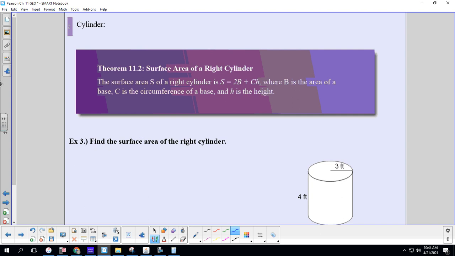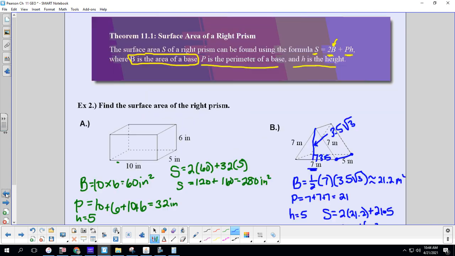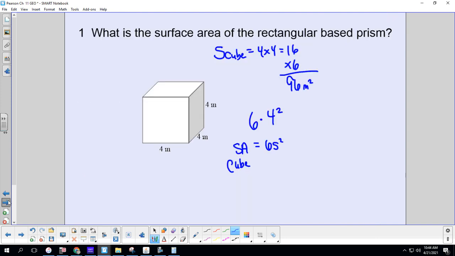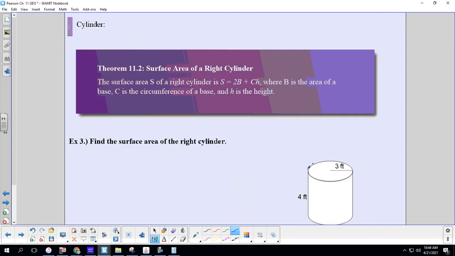Okay, let's look at the cylinder. The cylinder is like the right prism's buddy, but without a polygon for the face, but with a circle for the face. We're going to use the same formula. Surface area is equal to 2 times the area of the base, which is the circle, plus the perimeter of the circle. That's the circumference, times the height.